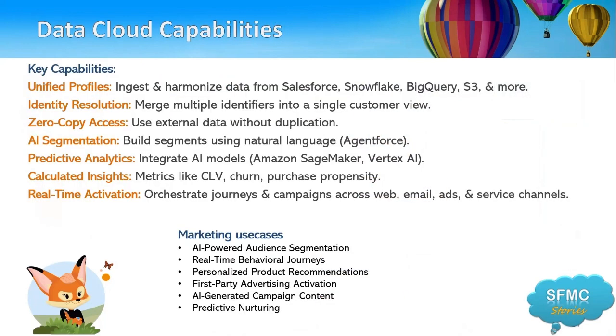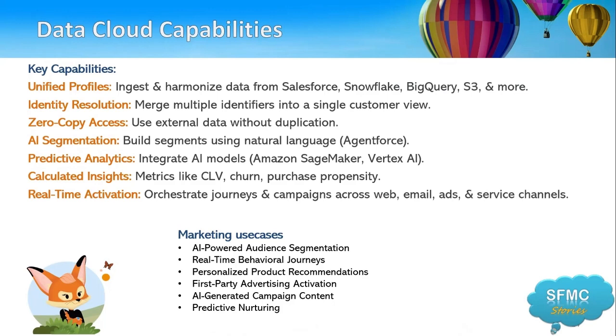And these are some of the Data Cloud capabilities like unified profiles, identity resolution, zero copy access, AI segmentation, predictive analytics, calculated insights, and real time activation. Most of the things we already covered. Maybe you can just pause for a minute and check what are all the things highlighted here.